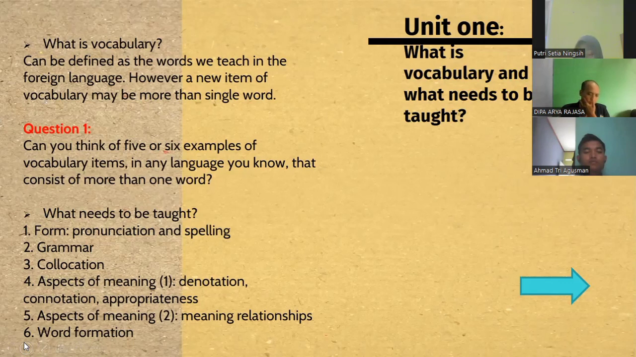The next is aspects of meaning too: meaning relationships. There are synonyms, antonyms, hyponyms, co-hyponyms, superordinates, and translation. And then the last is word formation.